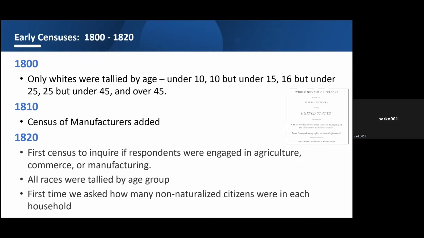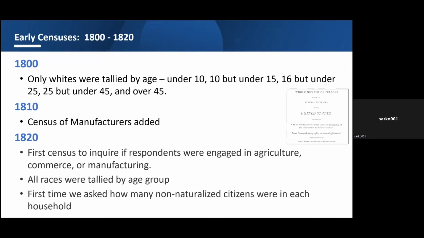In 1800, the questionnaire we provided was made to tally free white males and females in several age categories. Under 10, 10 to 15, 16 but under 25, 25 but under 45, and over 45. Indians, slaves, and free blacks were listed in single categories and not divided into any age groups, just simply by sex.